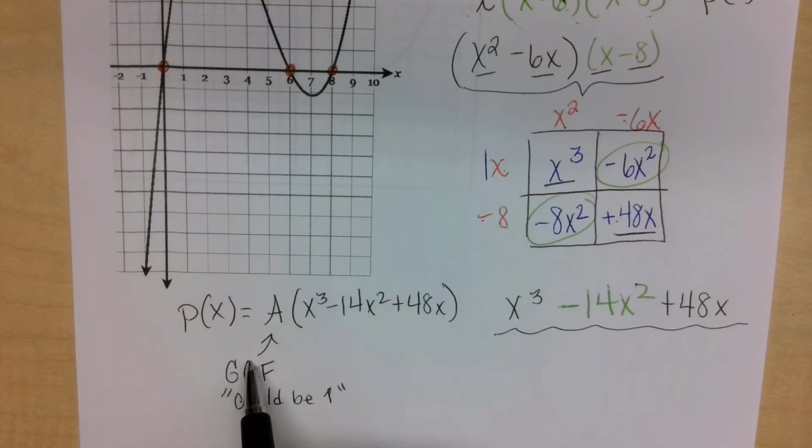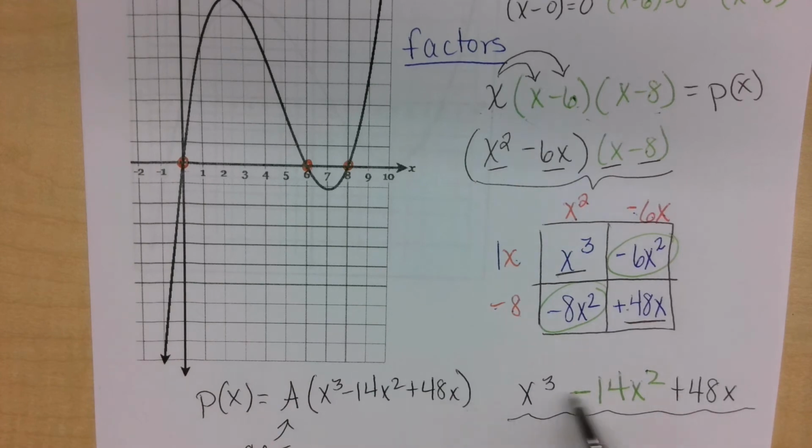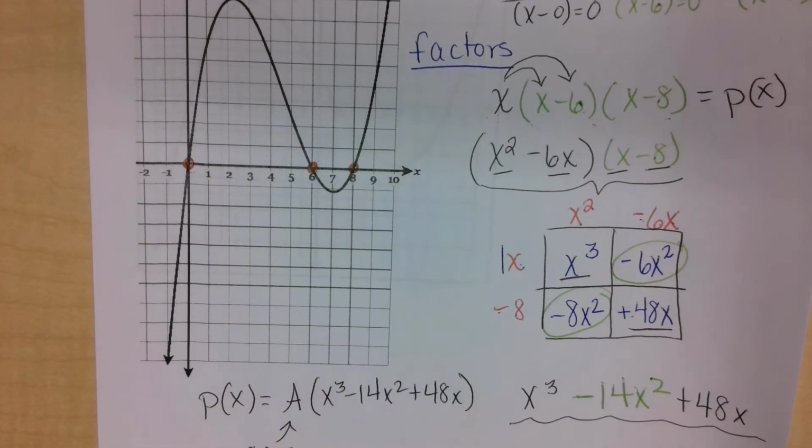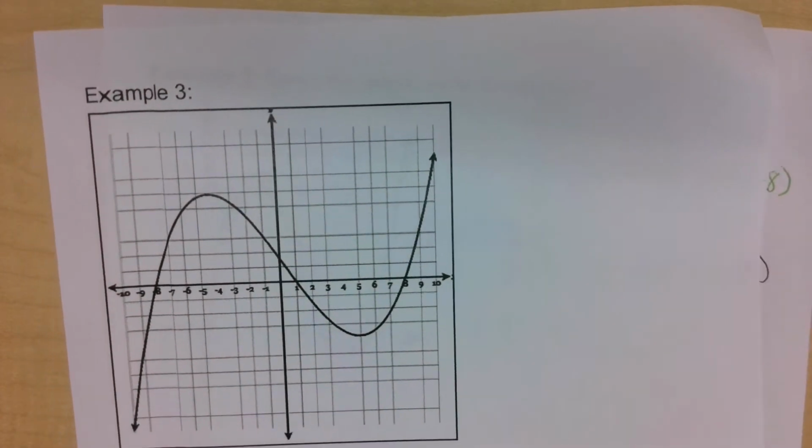I think it is though, because the y-intercept is at 0 and this one does not have a y-intercept, but that's how we did that one. All right, let's go ahead and try a third example.